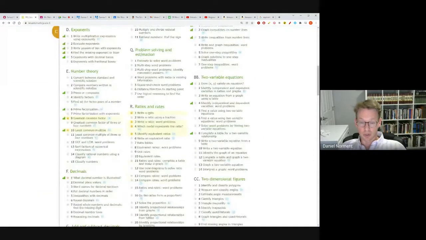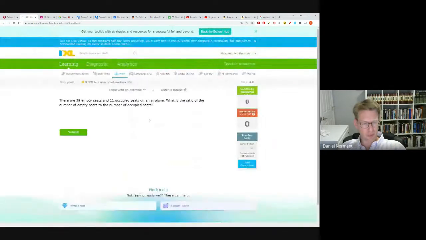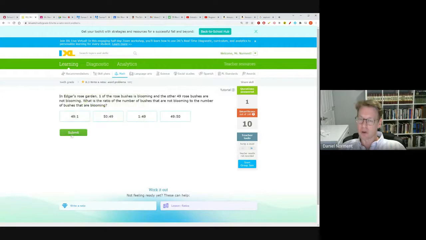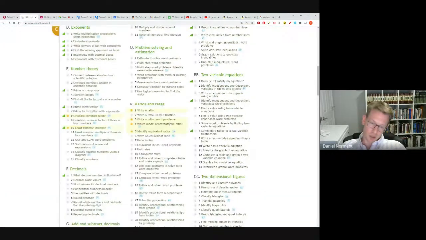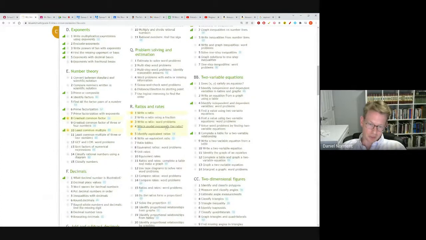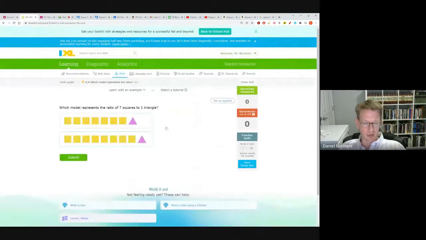The other one, write a ratio for word problems. Should be pretty self-explanatory. What's the ratio of number of empty seats to number of occupied? Well, there's 39 empty, 11 occupied. Boom. That's the answer. Pretty basic. For the other one, which model represents the ratio? That shouldn't be confusing either.